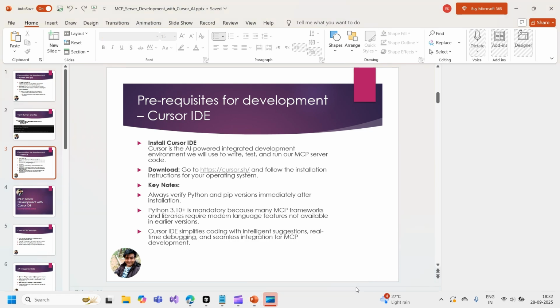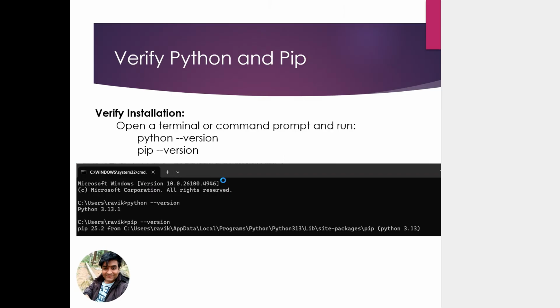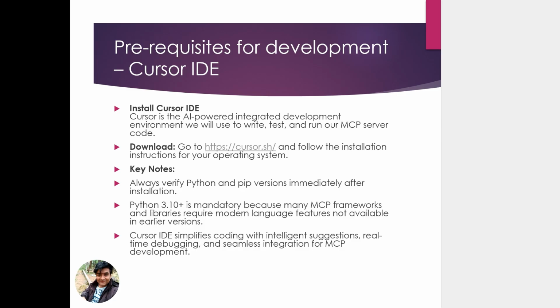Okay, so the next part of the configuration of our development environment is related to how we can install the Cursor IDE, where we can utilize the power of Cursor IDE and use it for developing our MCP server. So to install the Cursor IDE, we will need to navigate to cursor.sh, from where we can download and follow the instructions depending upon your operating system.